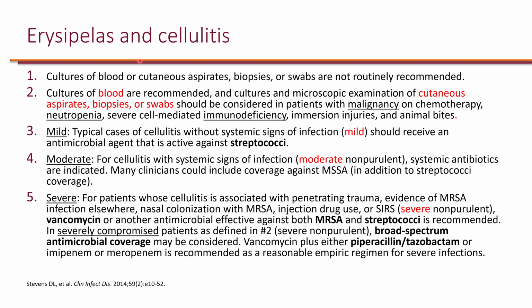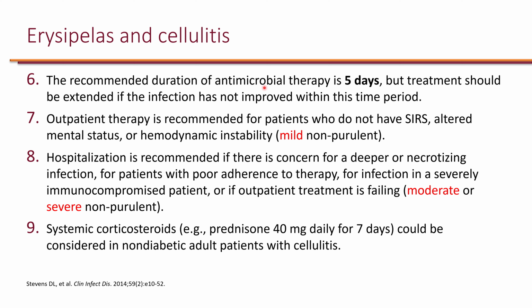Here are the recommendations from IDSA guidelines, in accordance with what I had on the previous slide. So please pause this video and review these recommendations. One thing I want to emphasize, duration of treatment for cellulitis is 5 days, unless the patient is not improving, but if everything is going according to plan, 5 days is sufficient. And lastly, the guidelines say systemic corticosteroids, for example prednisone 40 mg daily for 7 days, could be considered in non-diabetic adult patients, and that is essentially to control the inflammation at the site of infection.